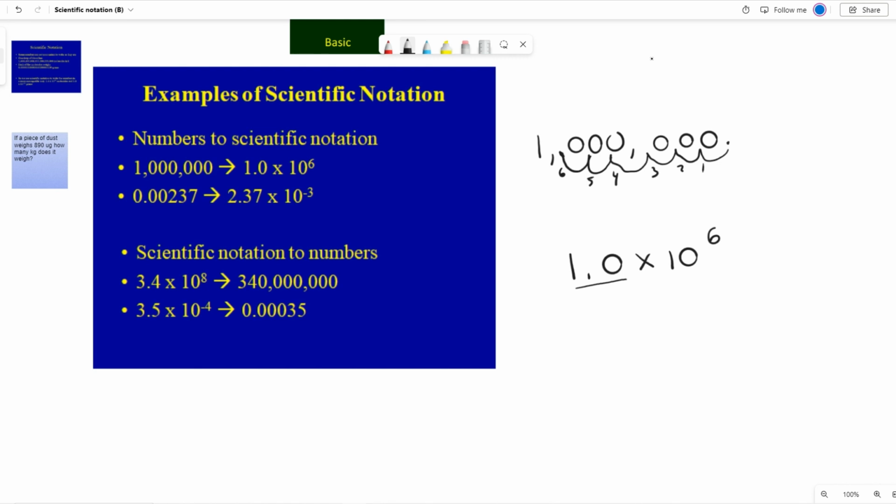Well, 1.0, does that need to get bigger or smaller to get to a million? It needs to get bigger. So that 6 is going to be positive. So to write 1 million in scientific notation, it would be 1.0 times 10 to the 6.